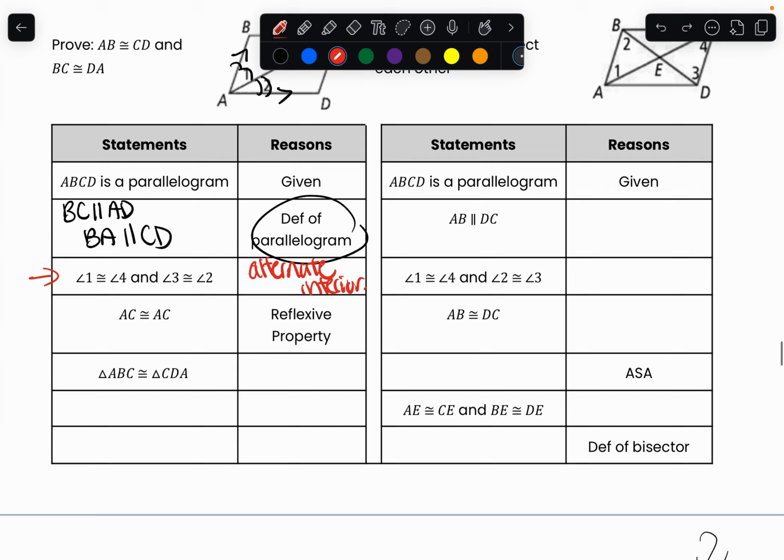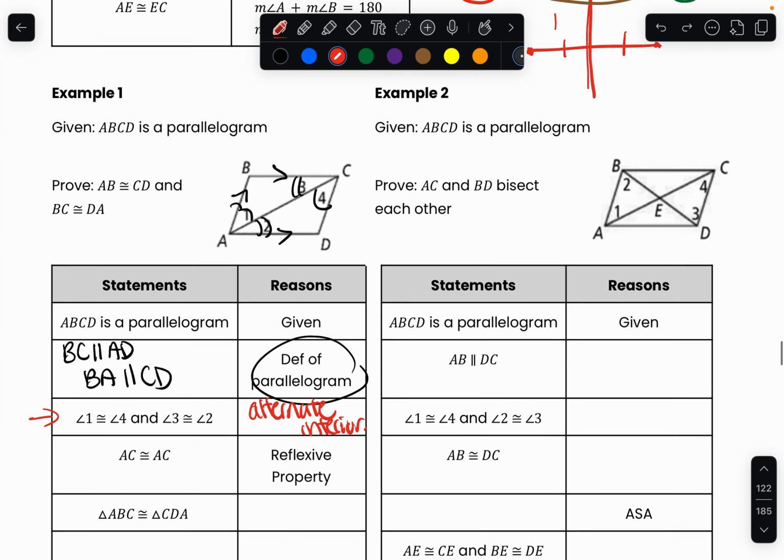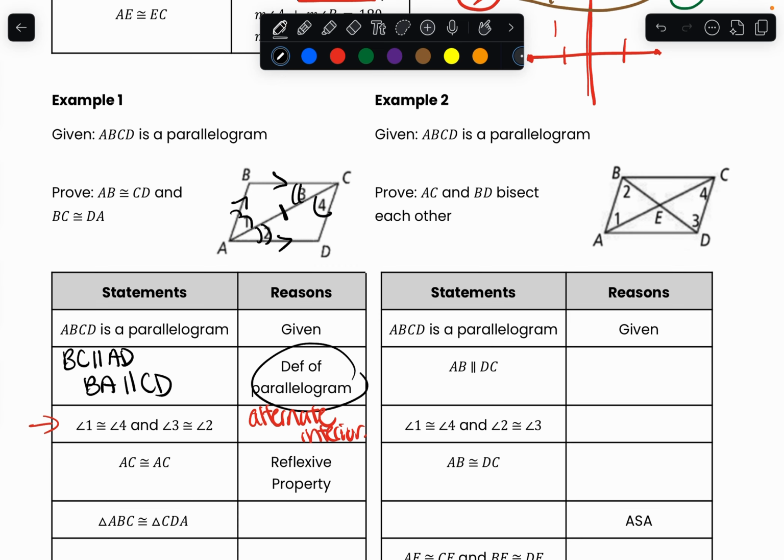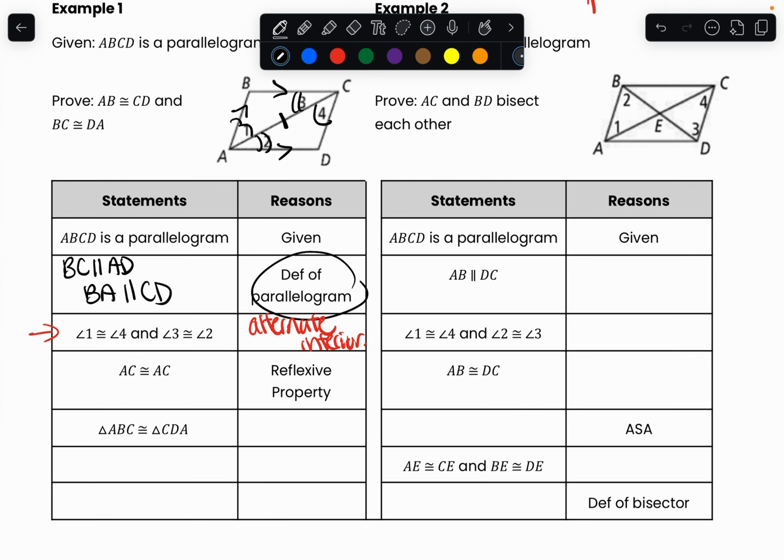Next, let me go ahead and label it as congruent. Next step, it says that triangle ABC is congruent to triangle CDA. So it's talking about this triangle right here being the same as this triangle right here. If you look at it, how can we prove that they are congruent? If you look closely, we can prove it through angle, side, angle, because we have a pair of congruent angles, another pair of congruent angles, and a side in the middle. So our congruency is through angle, side, angle.